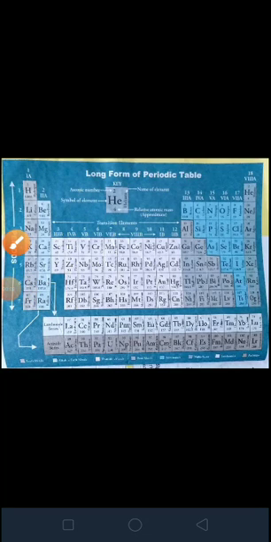Hello students, today we learn about elements in the periodic table. The periodic table is a table in which we know about elements: the name of the elements, symbol of the elements, atomic number and atomic mass of the element.